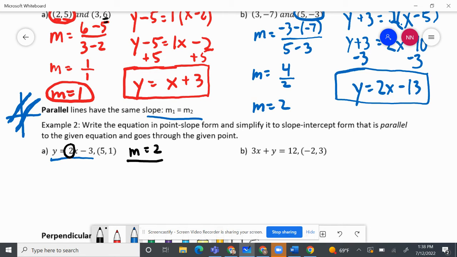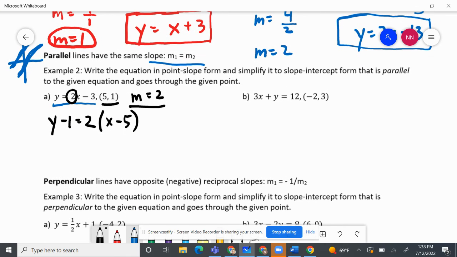So we're going to use the slope of 2, and we're going to use the point 5, 1, and we're going to write the equation. So we're going to go y minus 1 equals 2 because it's a parallel line, and then we have x minus 5. For the next step, we're going to distribute the 2, so y minus 1 equals 2x minus 10. I add the 1, and I get y equals 2x minus 9.